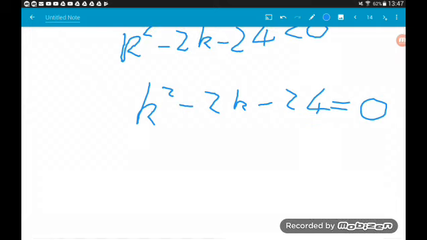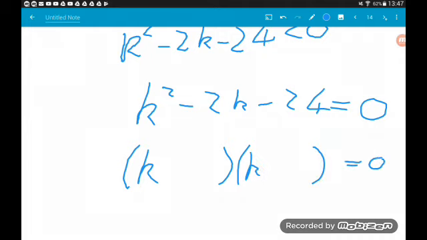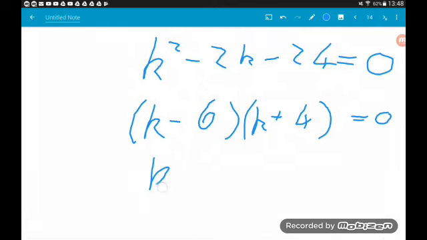Okay, so we can factorise this. So, two numbers that multiply to minus 24 and add together to minus 2. Well, the minus 24 tells us one number is going to be negative, one is going to be positive, and the numbers are 6 and 4. Hopefully by the time you get here you're quite confident with doing this. So this tells us then k would be equal to positive 6, k would equal minus 4.